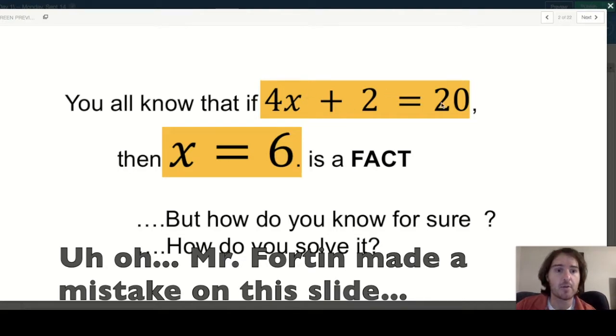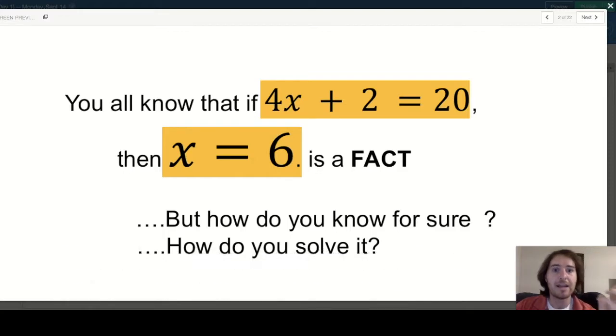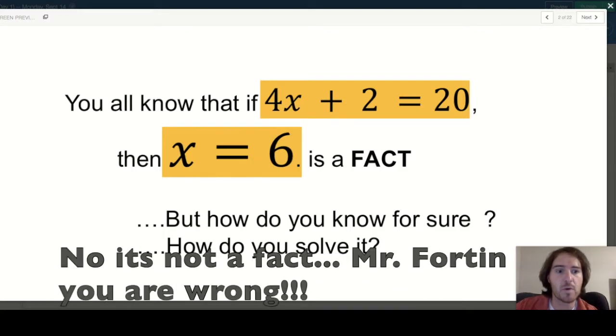For instance, here we have an equation: 4x + 2 = 20, right? If we have this equation, 4x + 2 = 20, a fact that would follow from this statement right here is that x must equal 6. That's a fact, okay?